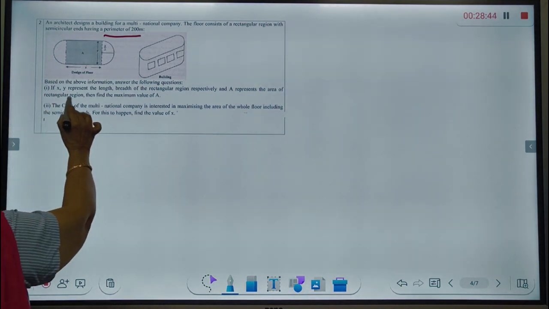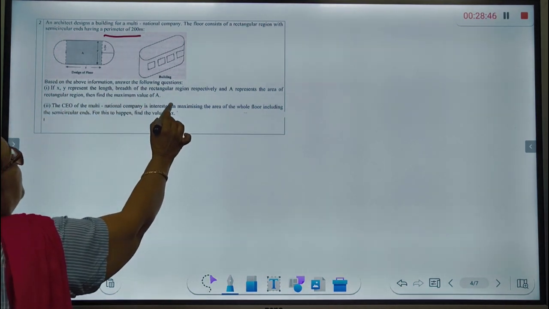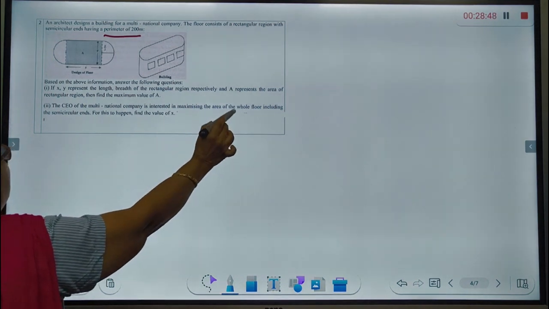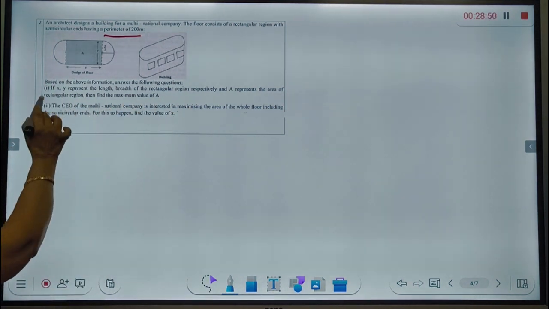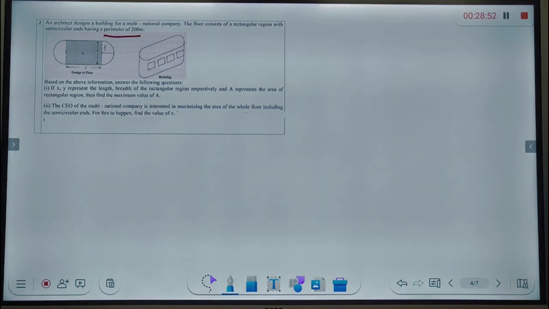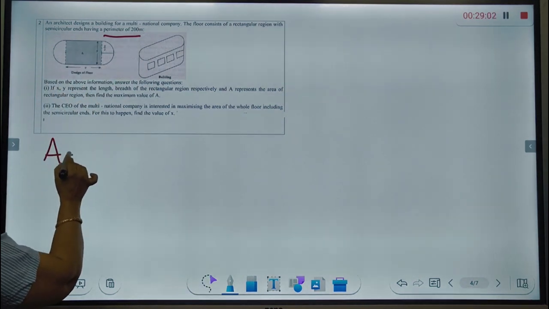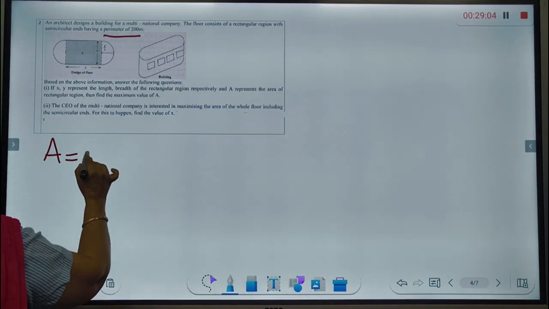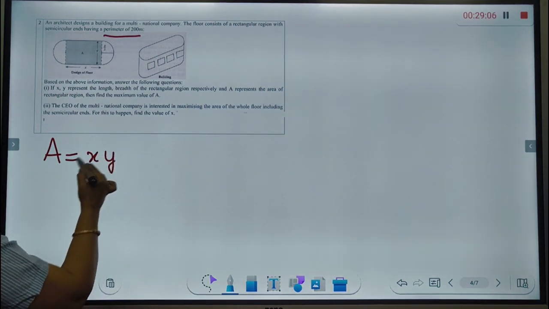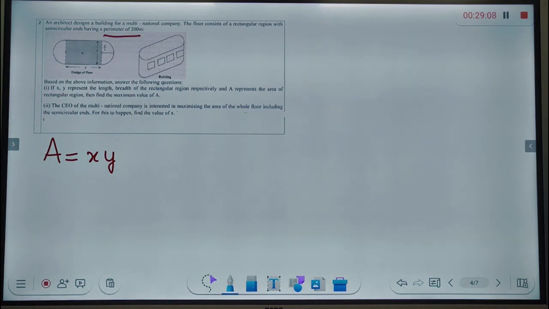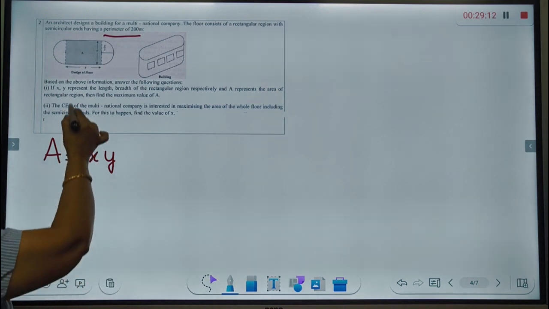First one, if x and y represent the length and breadth of the rectangular region and A represents the area of the rectangular region, you have to find the maximum value of A. So you have to find the maximum value of A when A represents the area of the rectangular region alone. Now what is the rectangular region? Area of rectangle, you know it is length into breadth. So x into y. But we have to write it in the form of a single variable. How do we do that?